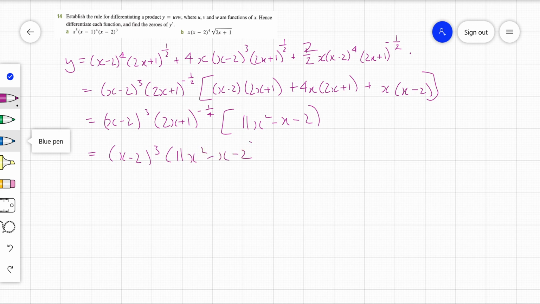Alright, so if you wanted to write it in terms of a square root, I'm not going to bother going any further than this. This would be the square root of (2x plus 1). Why have I got a quarter there? That should be a minus a half. Alright, so hopefully that works for you too.